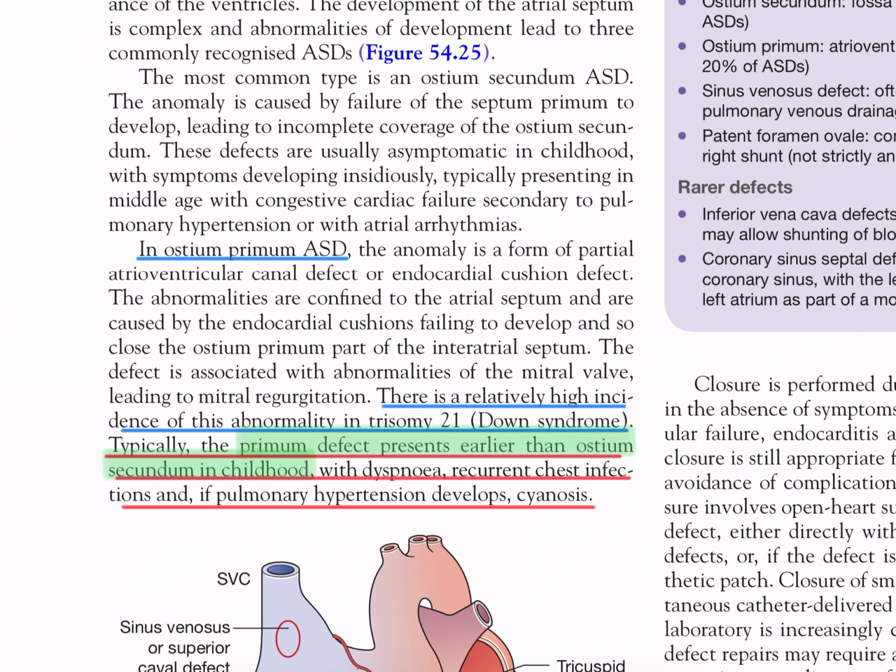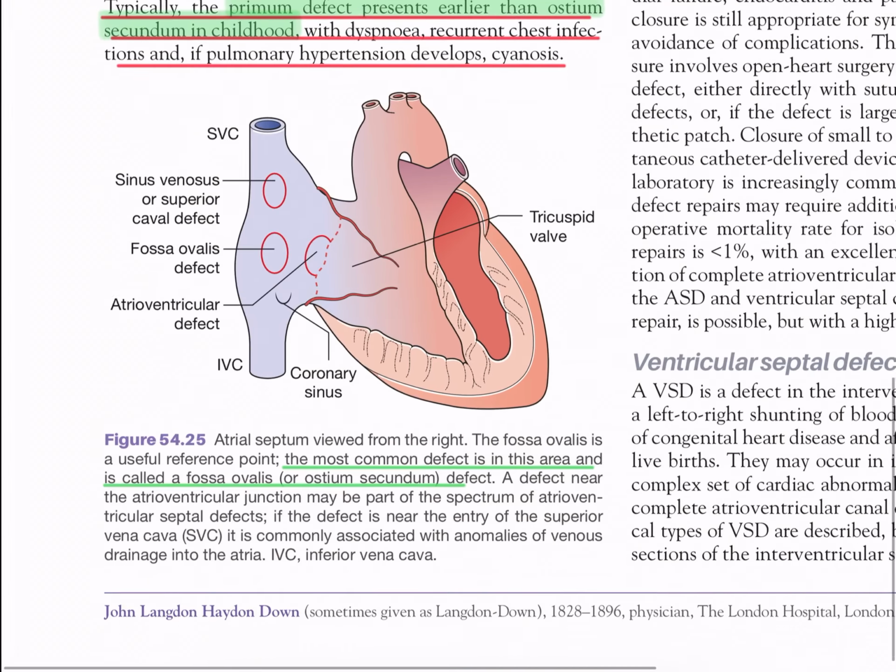The defect is associated with abnormalities of the mitral valve leading to mitral regurgitation. There is a relatively high incidence of this abnormality in trisomy 21, Down syndrome. Typically, the primum defect presents earlier than ostium secundum, in childhood, with dyspnea, recurrent chest infections, and if pulmonary hypertension develops, cyanosis. So we've seen that the most common type of ASD is ostium secundum, but in Down syndrome, trisomy 21, the most common ASD is ostium primum.